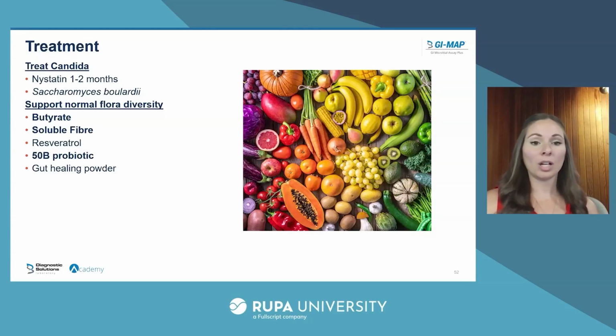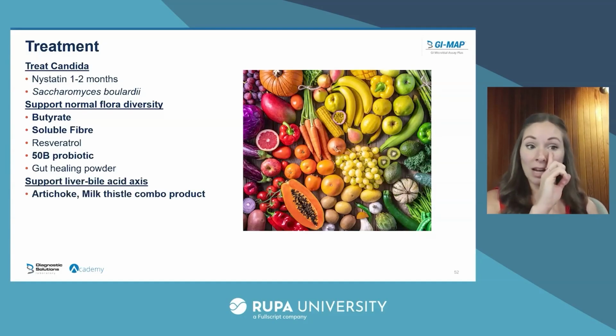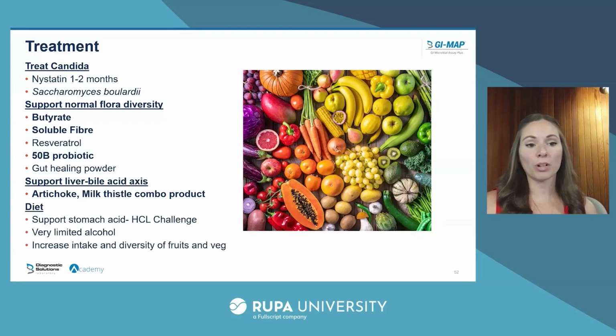And then based on the StoolOMX results, I wanted to support what I'm calling the liver bile acid axis. And this is going to be a combo product with artichoke that's going to help modulate the bile acid pool, and milk thistle to support that liver function. And then we also had some dietary support. So I wanted to support stomach acid. Again, stress is really high. Stomach acid was looking low. I use an HCl challenge for that.